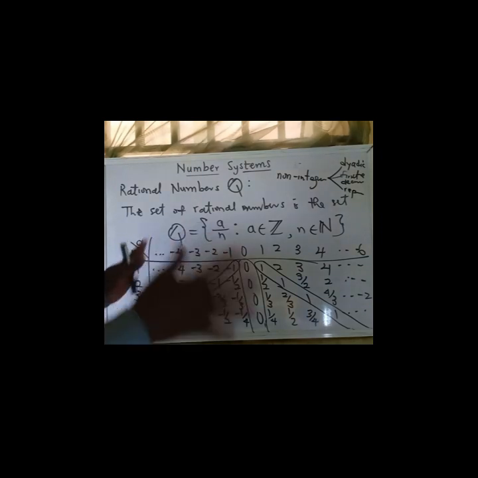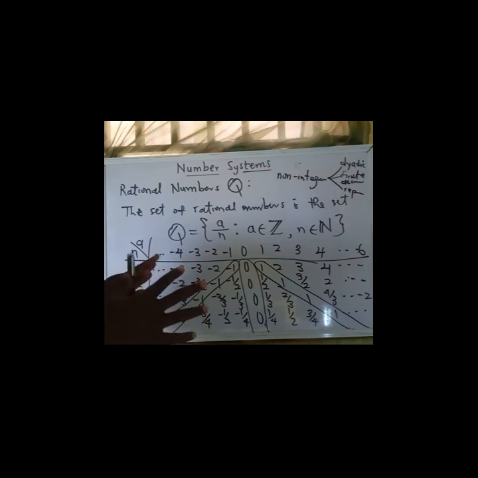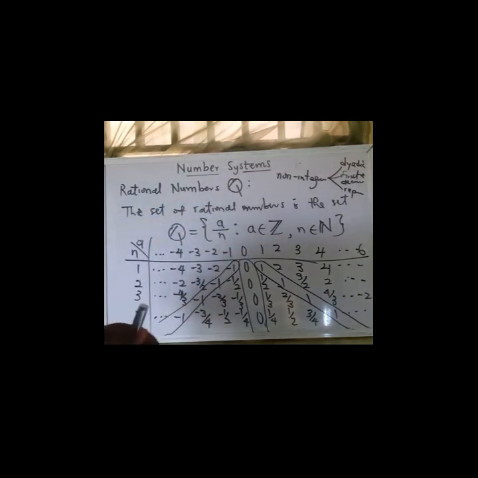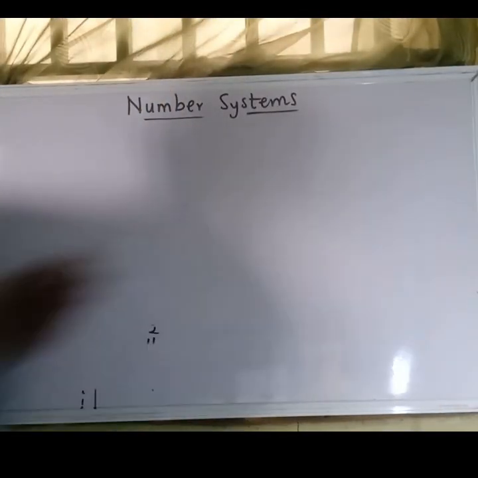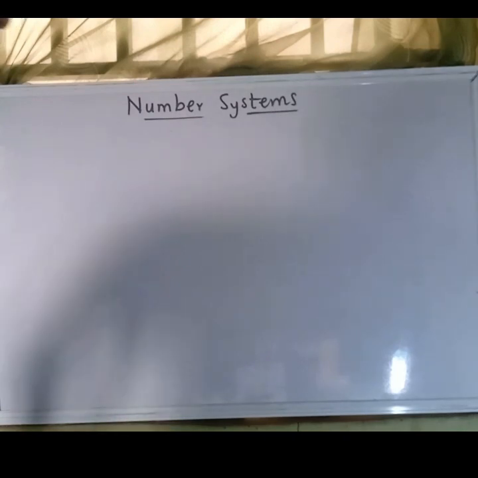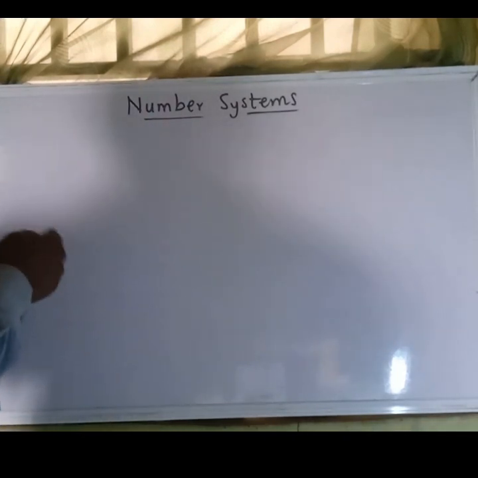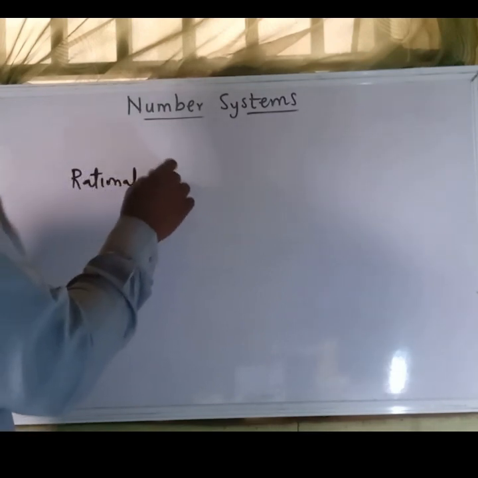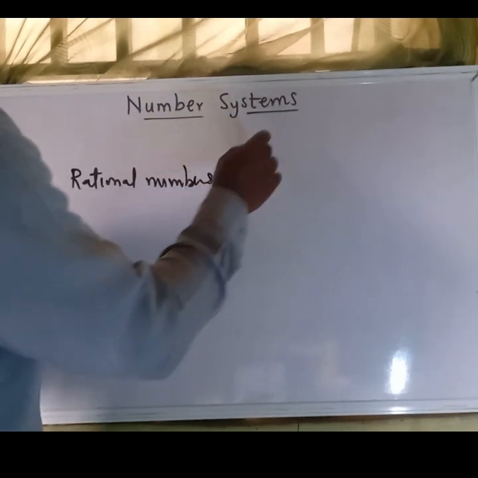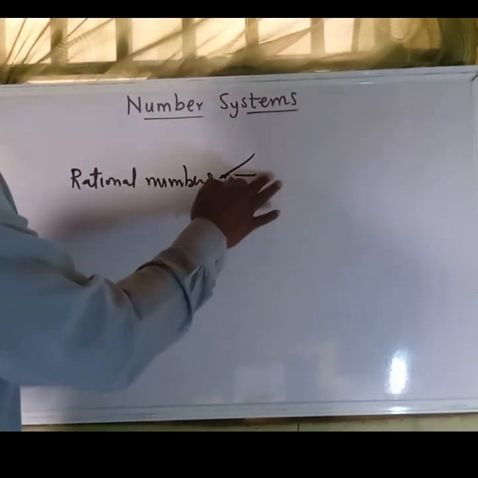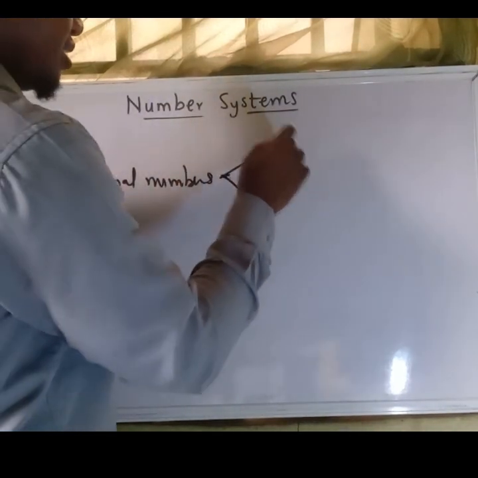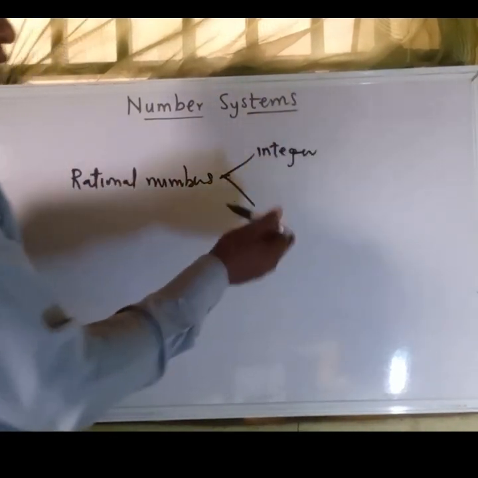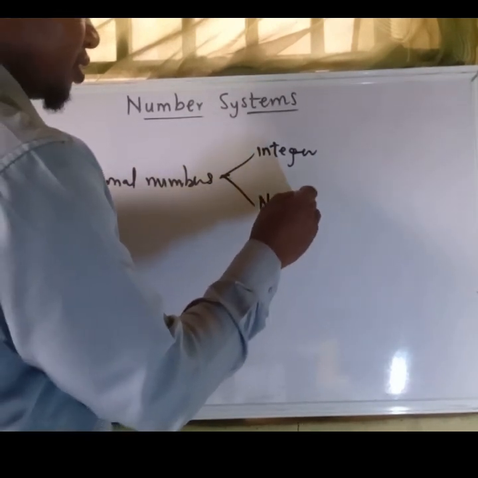Now let us describe this in summary, so that one can have a better understanding of what we are seeing here. In summary, what we have just seen on this table is that the rational numbers are divided into two first: the integer, and I will use short form here in order to save space, then the non-integer.